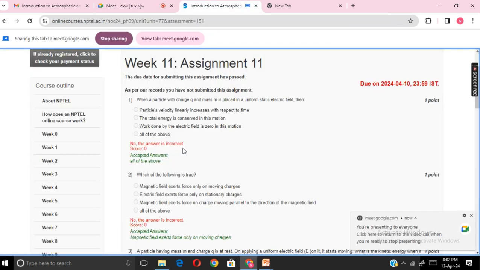So the first one, when a particle with charge q and mass m is placed in a uniform static electric field, we just found the particle's velocity linearly increases with respect to time. The particle's velocity is in the z direction, the same direction in which the electric field is acting. So in Vz, we found that Vz is equal to Vz0 plus q by m Ez into t, which is linearly increasing with t. The second one, we also found that total energy is conserved in this motion, and by virtue of that, the net work done is also found to be 0. So the answer is basically the fourth one, all of the above. All three options are correct.